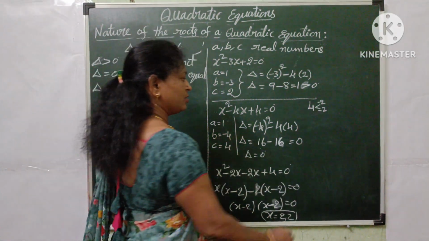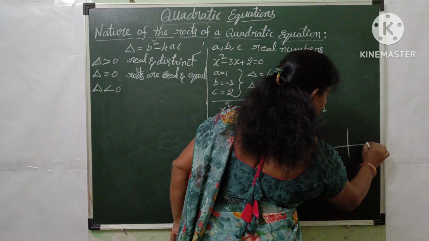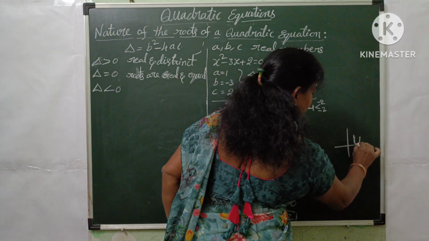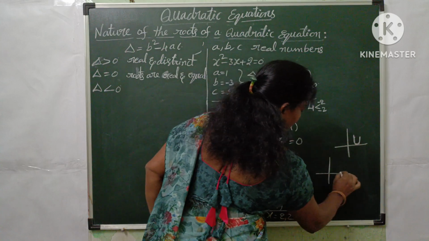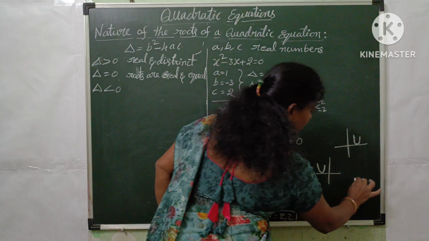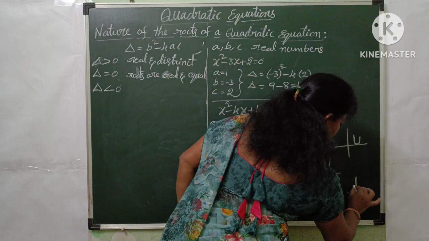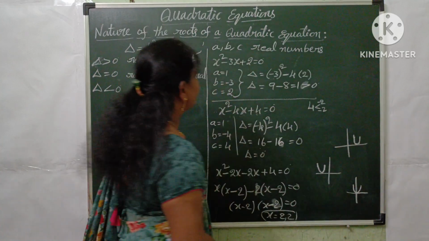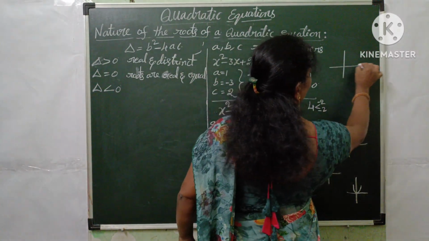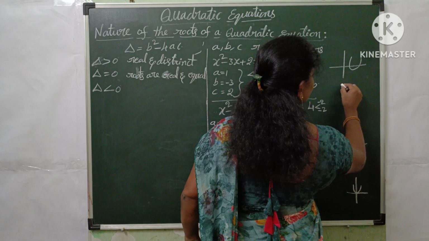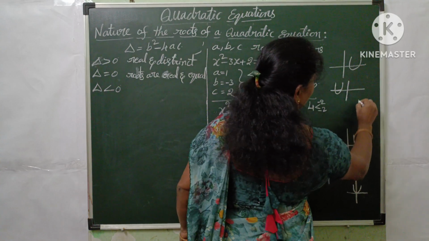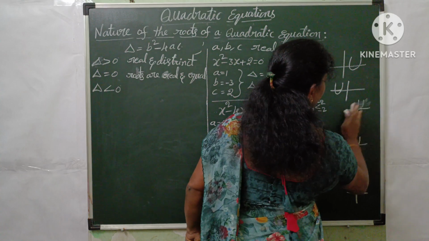And if you see the parabola, the roots are equal, so it touches the x-axis. We have to show the parabola like this, and it touches the x-axis. And when delta is greater than 0, the parabola touches the x-axis at two distinct points, and we have to draw the parabola like this also.